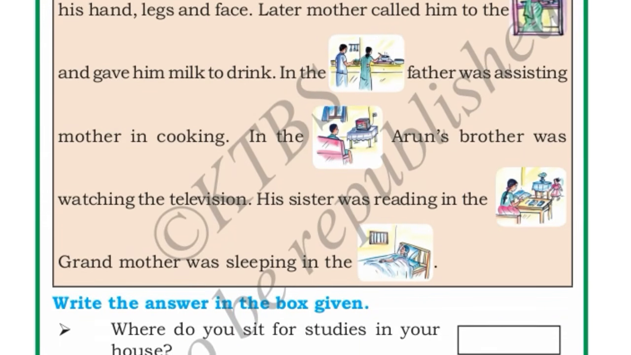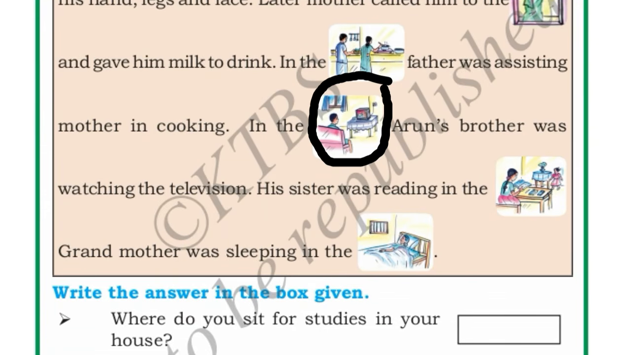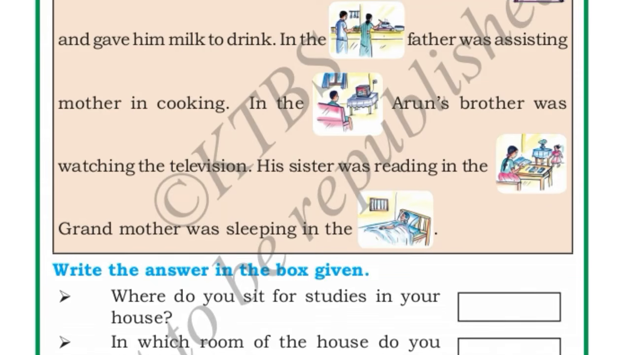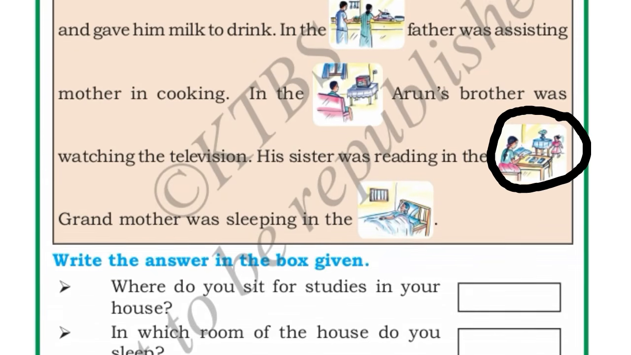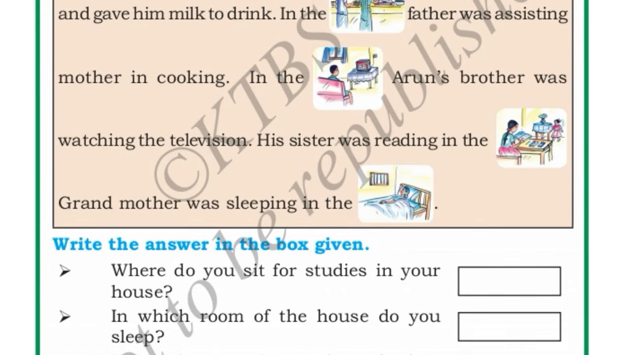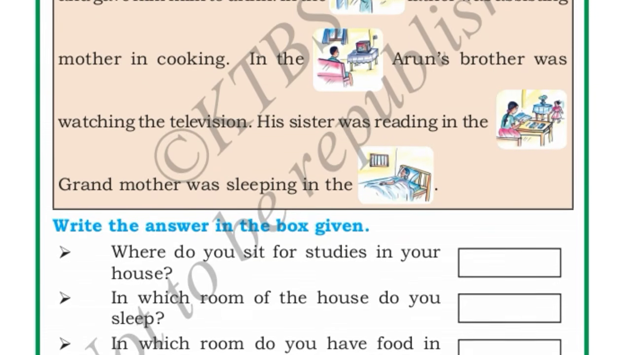Okay. Next, in this picture, what do you see? In the living hall, Arun's brother was watching the television. His sister was reading in the study room. Grandmother was sleeping in the bedroom. So children, now you have to write the answers in the given box.